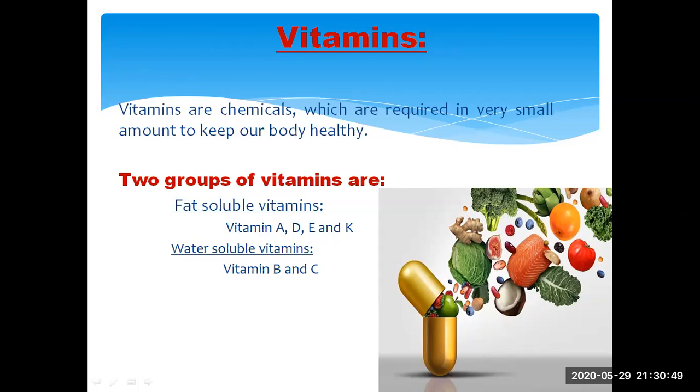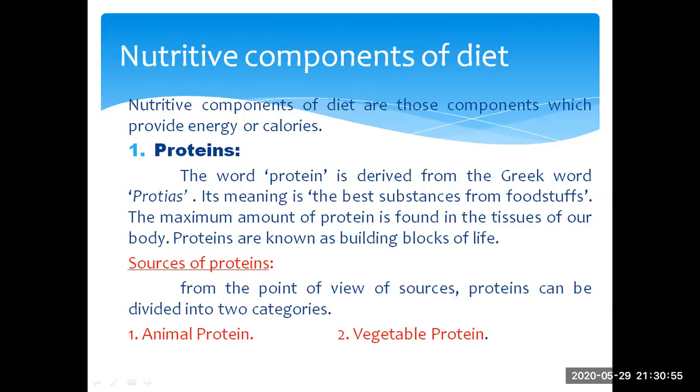Vitamins A, D, E, and K are the fat soluble vitamins, and vitamins B and C are water soluble vitamins. Now, next is nutritive components of diet. Nutritive components of diet are those components which provide energy and calories. So those foods or diets which provide energy and calories are called nutritive components of diet.